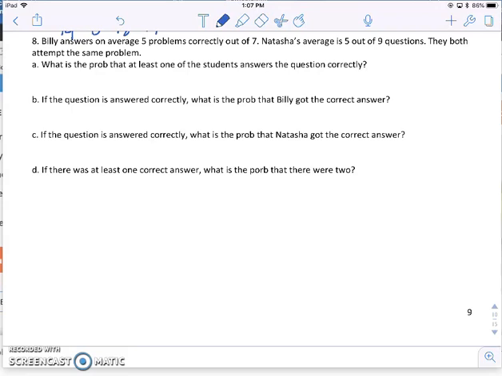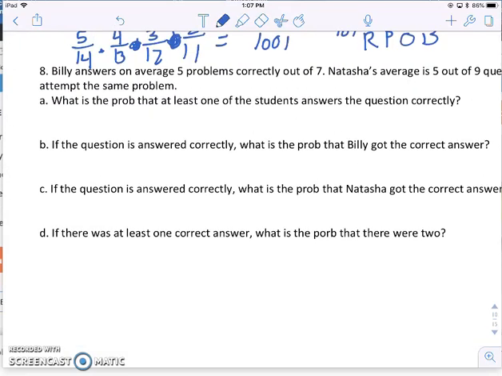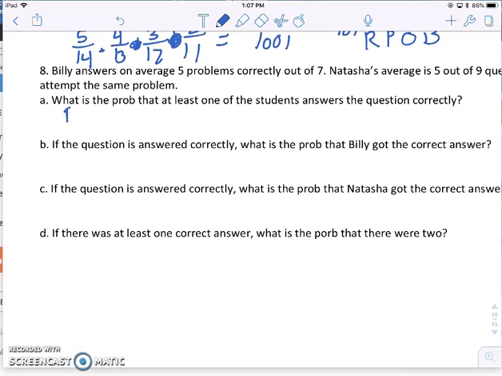So how should we do this? Make sense of this. So we could have Bill right, Natasha right, or we could have them both right. We could have Bill right and Natasha wrong, or Bill wrong and Natasha right.